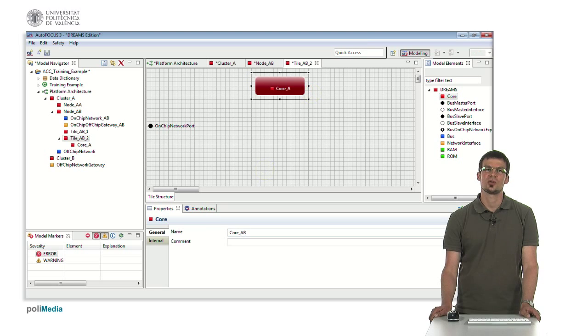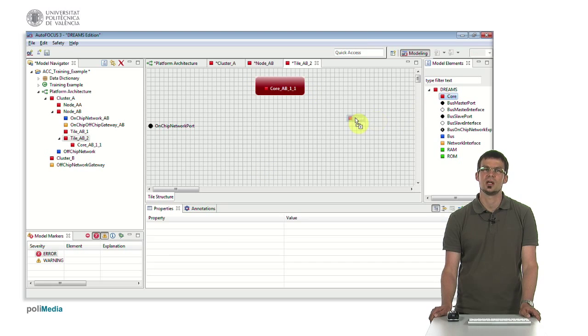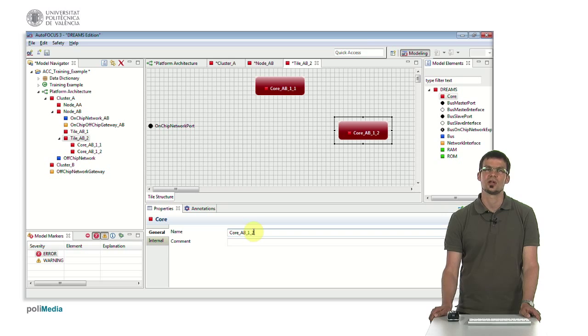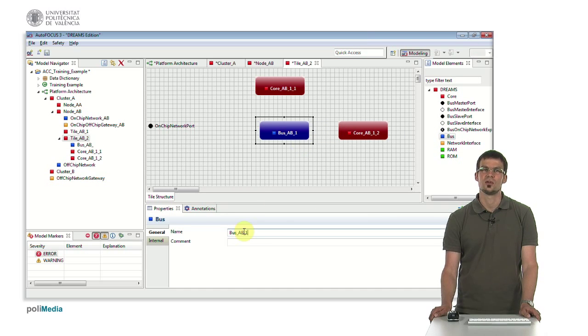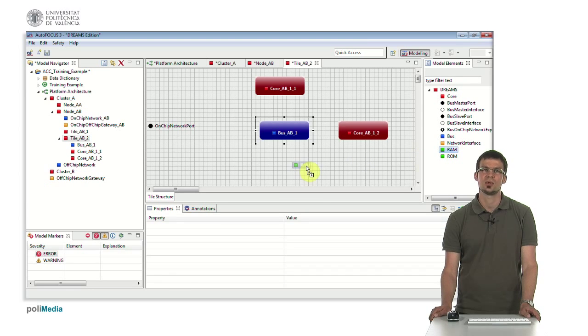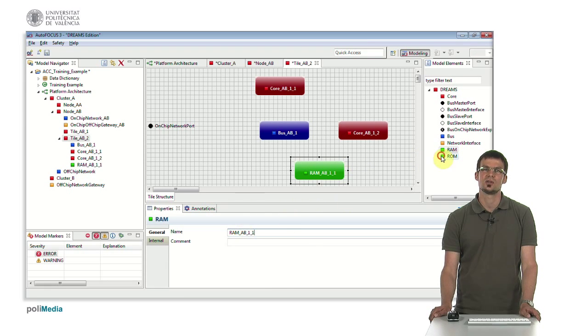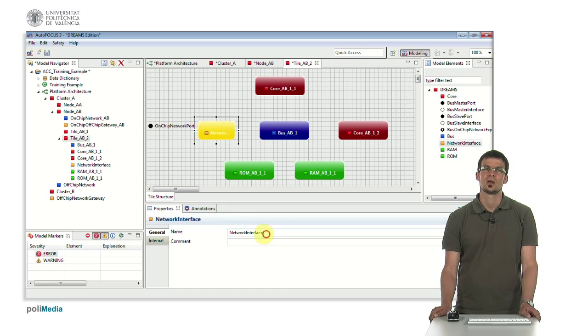The platform architecture model provided by Autofocus also allows to model the internals of a tile, that is, the involved processing cores, the involved buses, as well as the memories that are installed in the system. Furthermore, also the interface to the containing tile's on-chip network can be described.